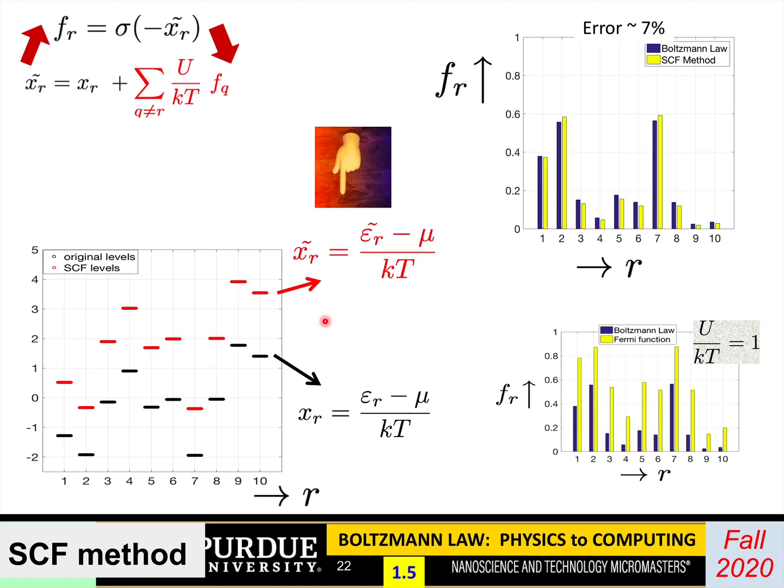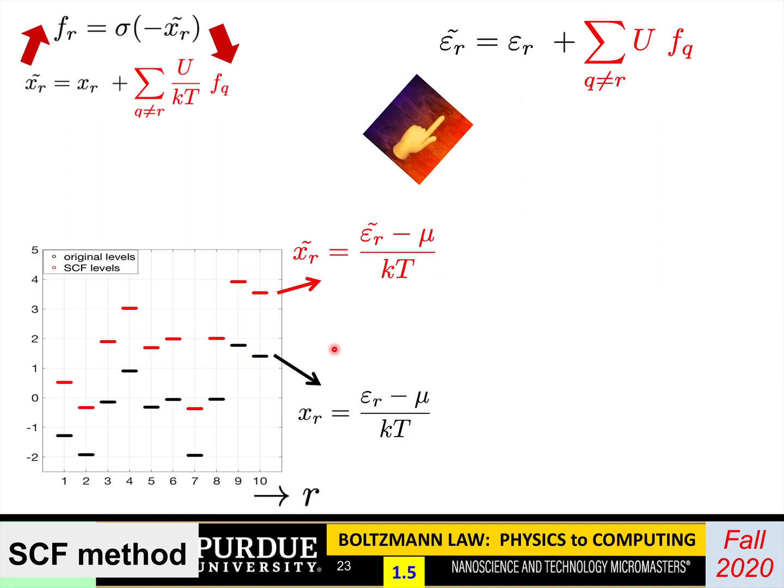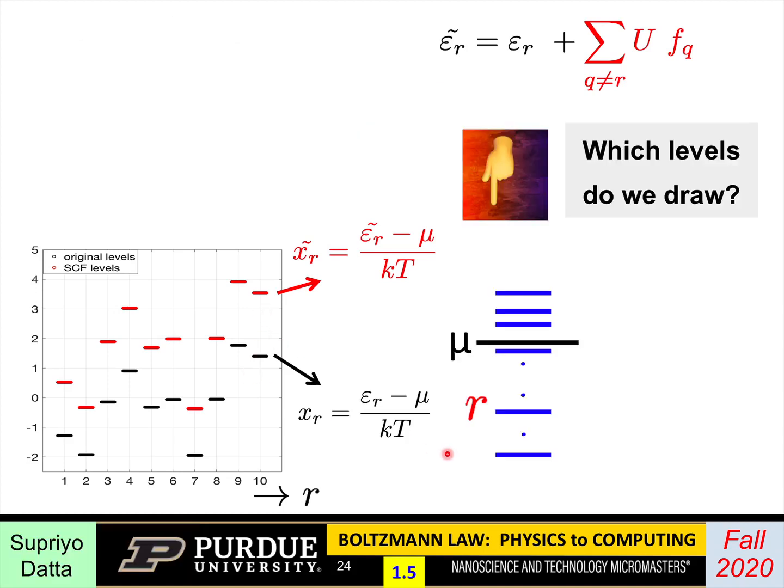And so you might ask, well, in practice when people draw energy levels, which ones do they really mean? Do they mean the red ones or the black ones? The levels that we normally draw. And the answer is that it's really the red ones that you are drawing. It's as if the interactions have already been considered.